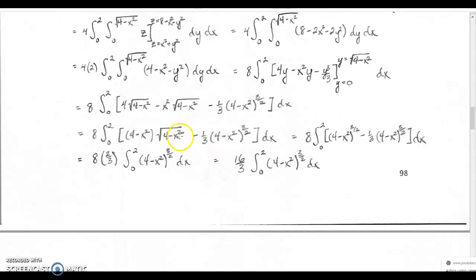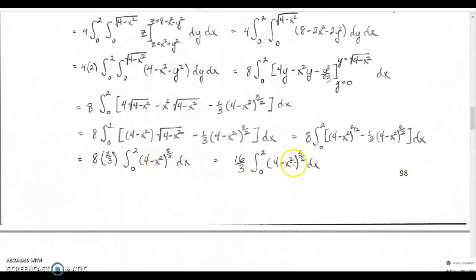Notice that this is to the 1 and this is to the 1/2, so these combine as well. So I end up with 1 minus 1/3 times 4 minus x squared to the 3/2 power. So that's 2/3. That's where the 2/3 came from. So this is what I need to integrate.